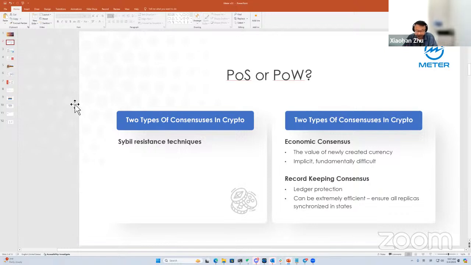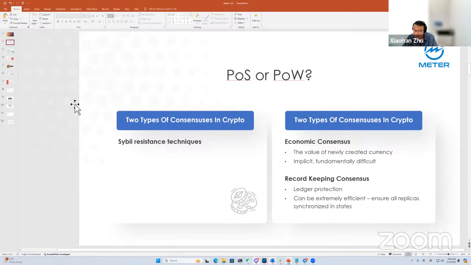Sybils means, for example, artificially created nodes to attack the network. So these are the ways to differentiate people who are sincerely participating from those just spamming the network. Proof of stake assumes the majority of the token holders in the network are honest, and proof of work assumes the majority of the computation participating in the network is honest.